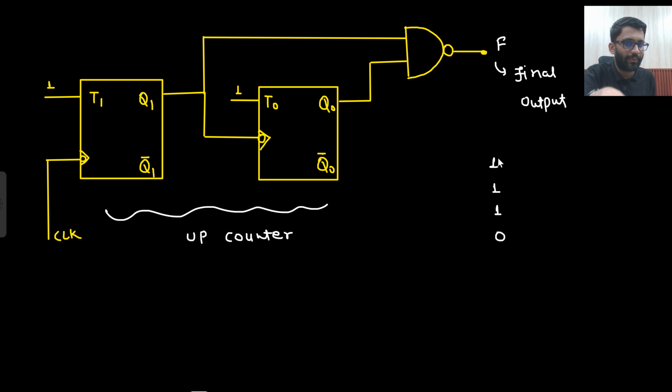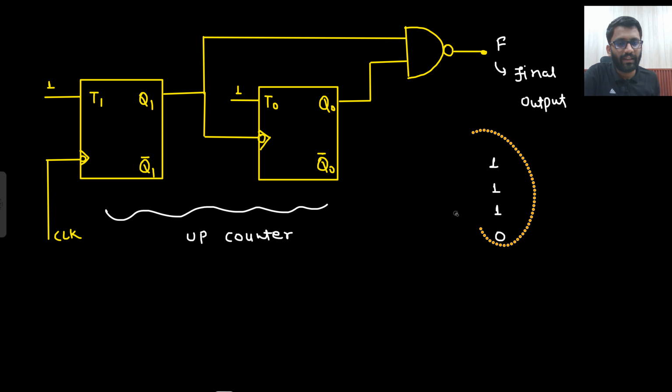Again 0 0 will come, output will be 1. Again 0 1 will come, output will be 1. Again 1 0 will come, output will be 1. Again 1 1 will come, output will be 0. So this cycle will keep on going, and at the receiver you will have 1 1 1 0, 1 1 1 0, 1 1 1 0 in that manner only. Are you getting this point or not? So that's the way it will go. So this is also a good idea.